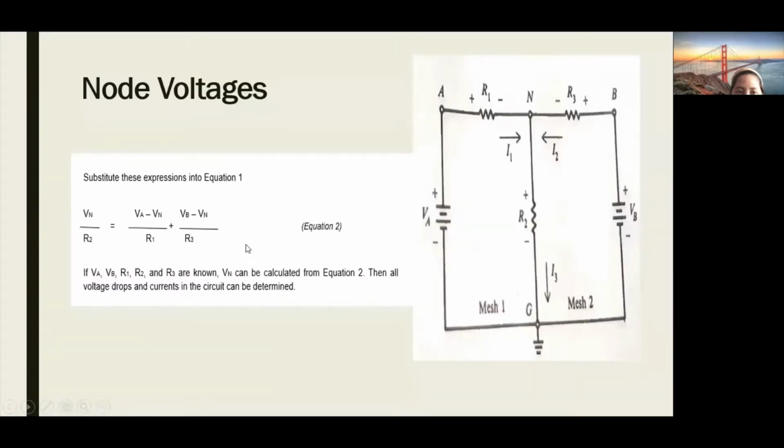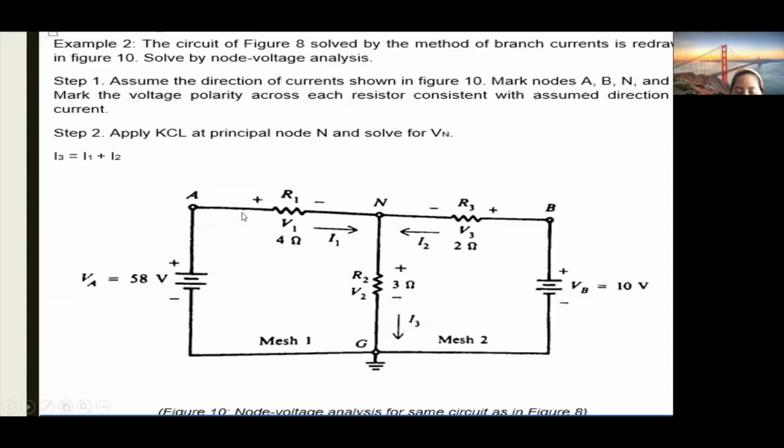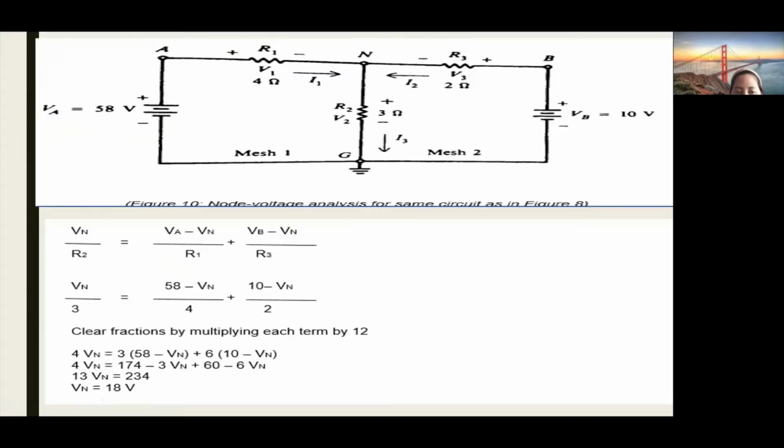12 Vn over 3. Through the given equation, R2 is equal to 3. 12 times 58 is 696, and we already know what R3 is, so it's 3. And R2 times 12 Vn, so minus 3. VA is 58, minus 10 times Vn, because Vn is still unknown, minus 12 Vn over 4 plus 10, because VB is already given, minus Vn.